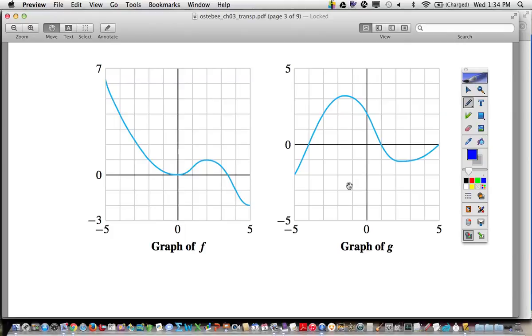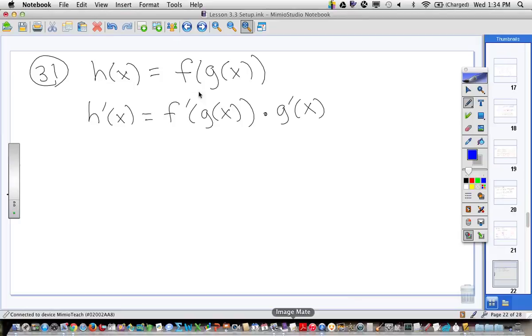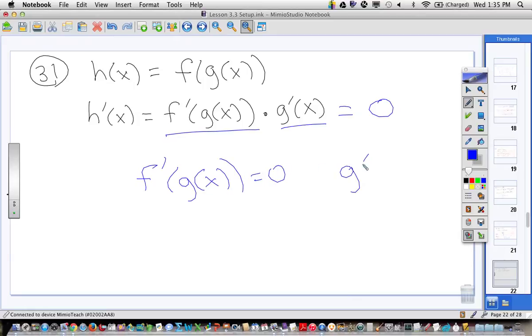Now let's do 31. In 31, it's the same problem we were just doing. They want to know when h has stationary points. Well, h has stationary points when h prime is 0. Here's h prime right here. So that's going to be 0 when one of these two things is 0. Either f prime of g of x is going to be 0, or g prime of x is going to be 0. So this is just like number 26. So we solve those two things and we'll have our solutions.